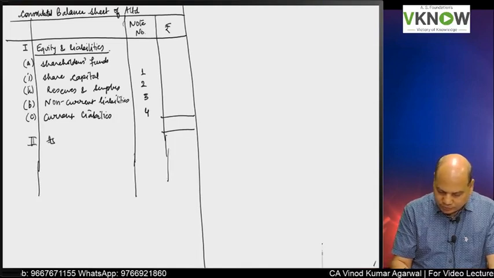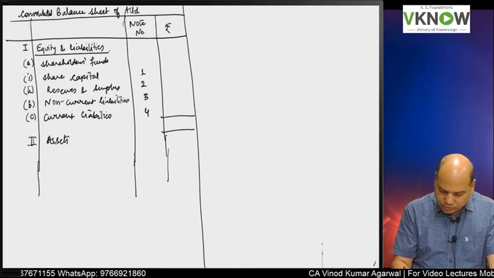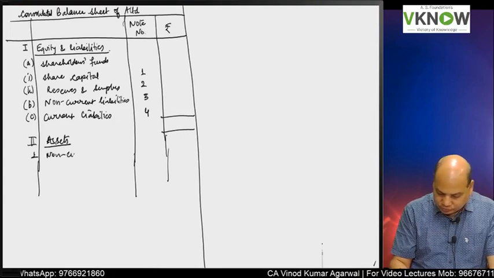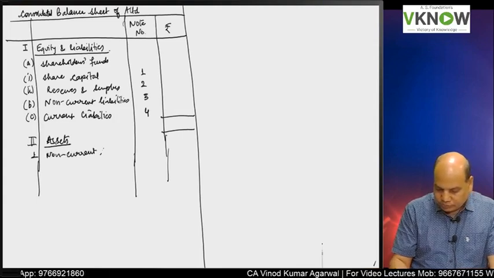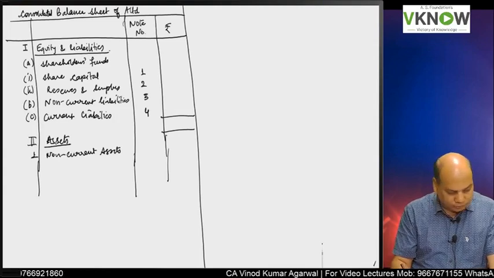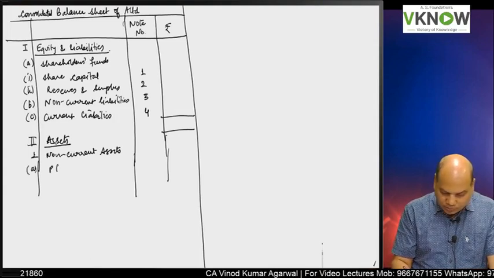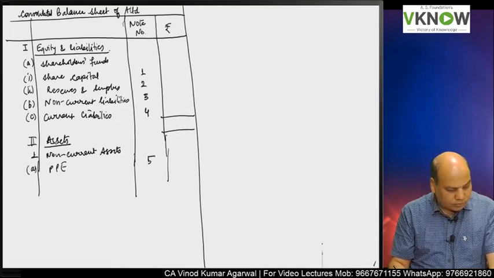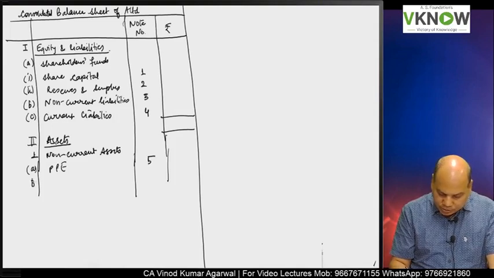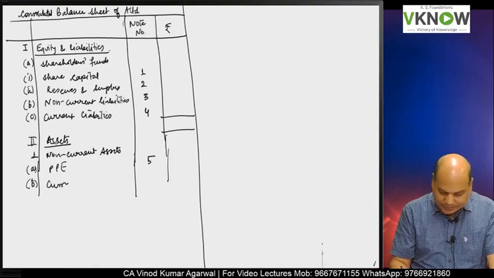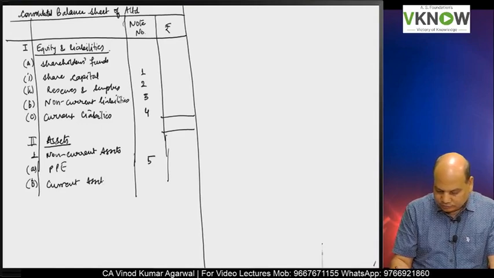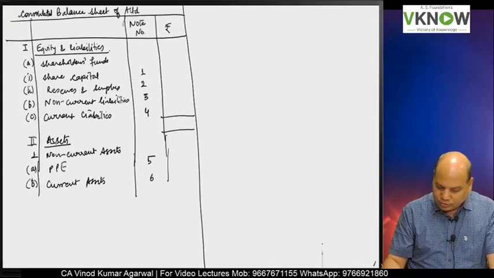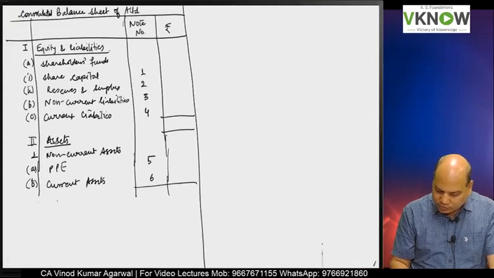Assets. Under assets, write down 1. Non-current assets. A, property, plant, equipment. Note number 5. Point number B, current assets. Note number 6. So this is my format of the balance sheet.